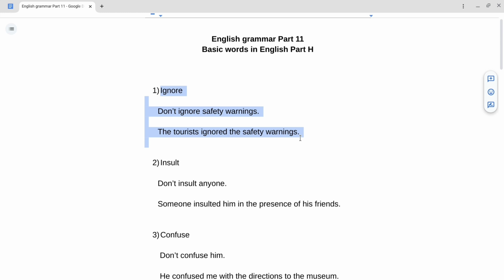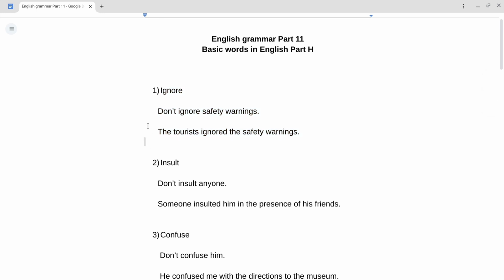So let's get started. Ignore, I-G-N-O-R-E, ignore. What does the word mean? Don't ignore safety warnings. What is the meaning of this? There are safety warnings on beaches and any place where there may be some danger. So you should not ignore these warnings. What does that mean? You should follow this warning, you should not act against it.